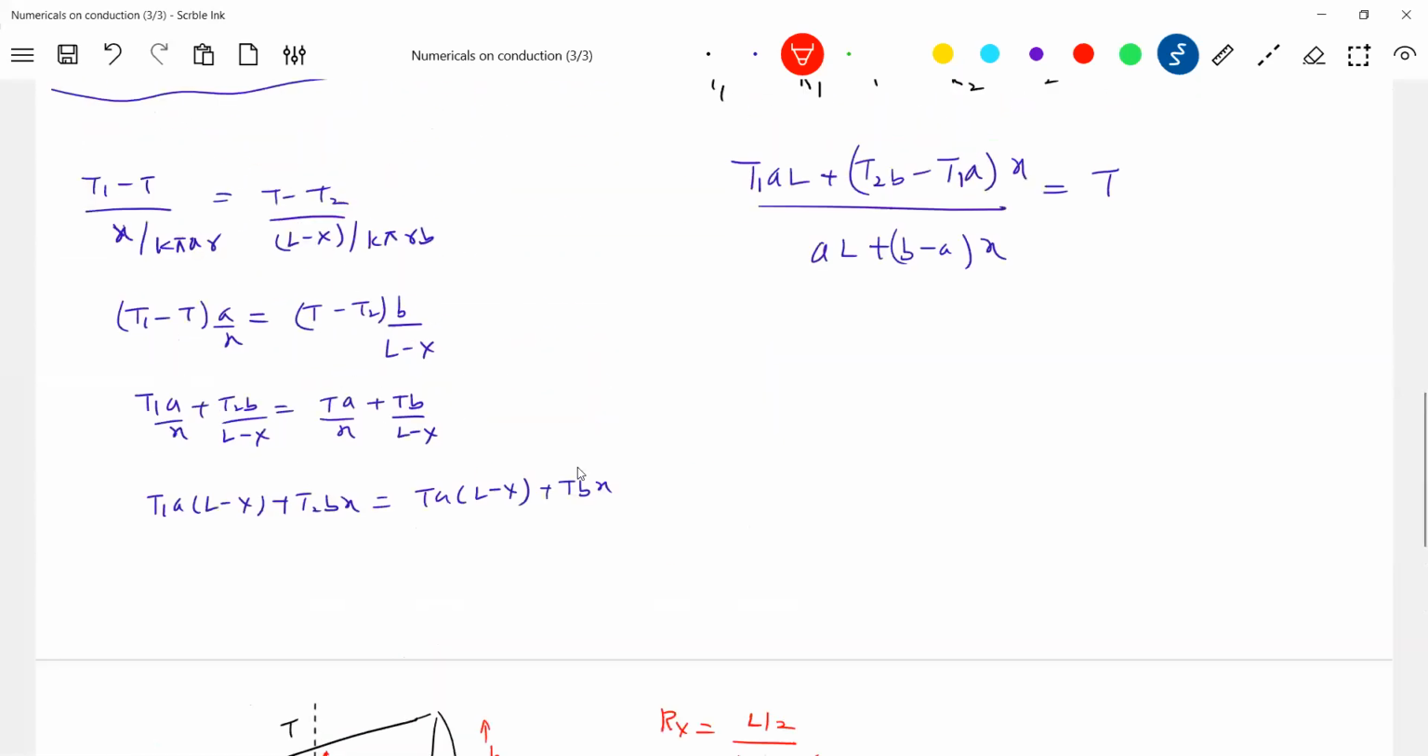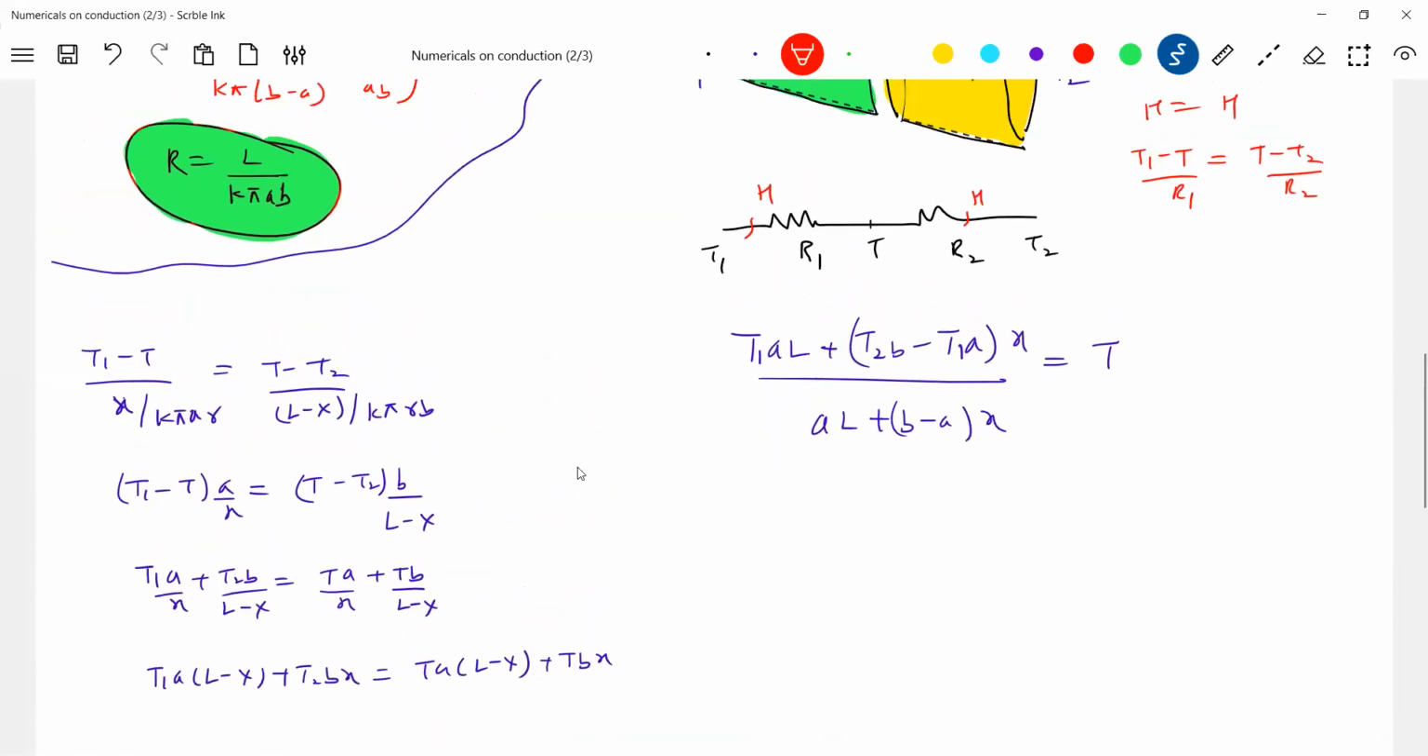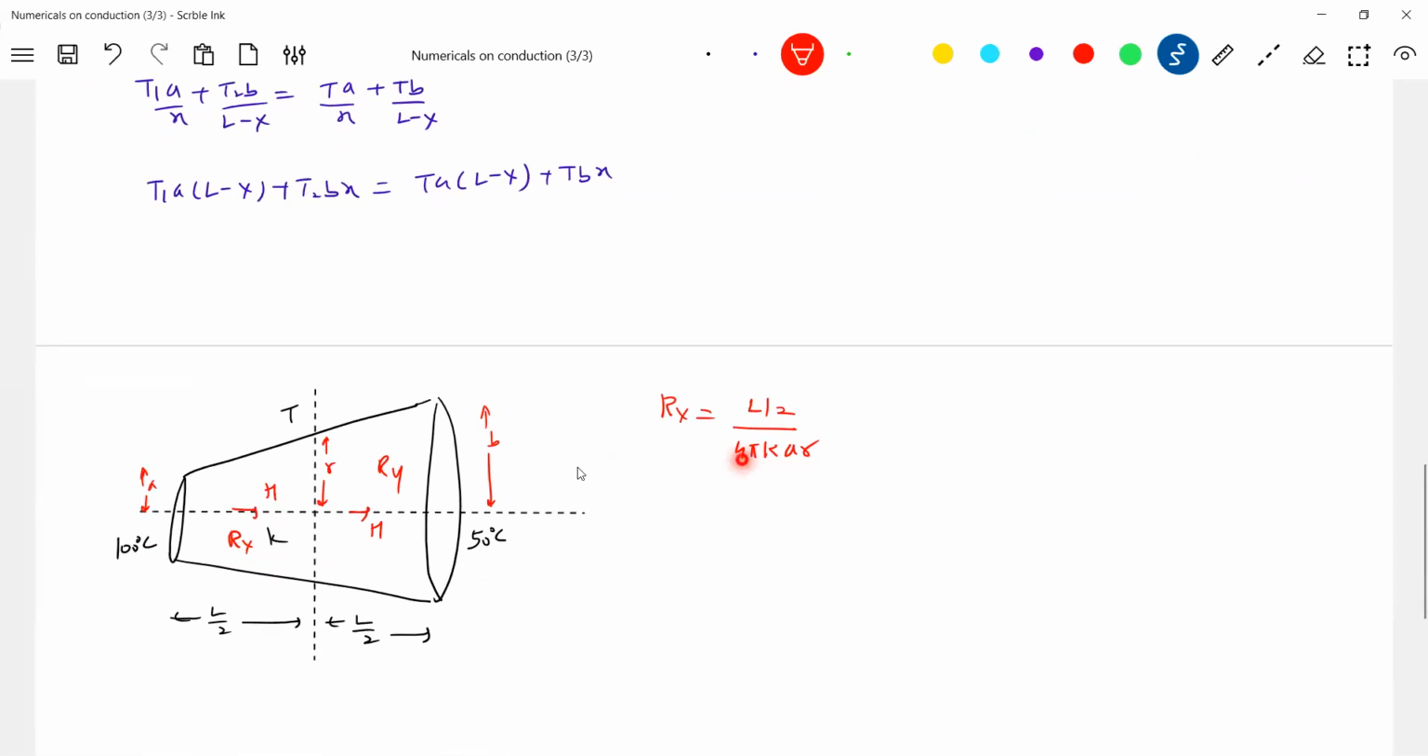K pi A into R. The 4 will not be there. So Rx is L by 2 over K pi A R. What is the resistance of the right part? The length is L by 2, so Ry is L by 2 over K pi R into B. Okay, till here, no problem, all of you?